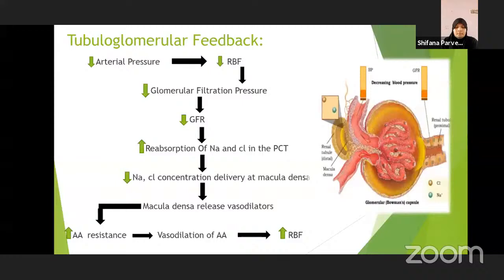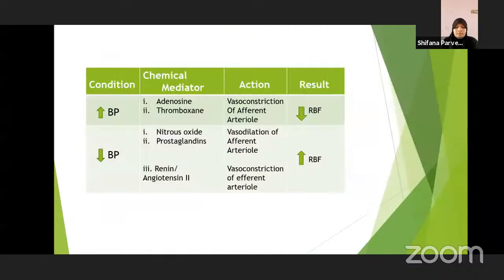The macula densa cells, which are located at the top of the ascending loop of Henle, detect the low concentration of sodium and chloride ions. Then the macula densa cells release vasodilator substance to decrease the afferent arteriolar resistance. Then the vasodilation of afferent arteriole occurs. It leads to increase in renal blood flow. This is the table of the tubuloglomerular feedback mechanism.